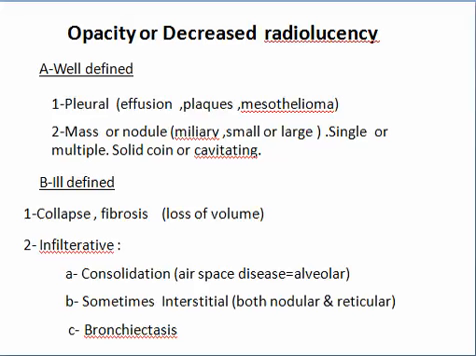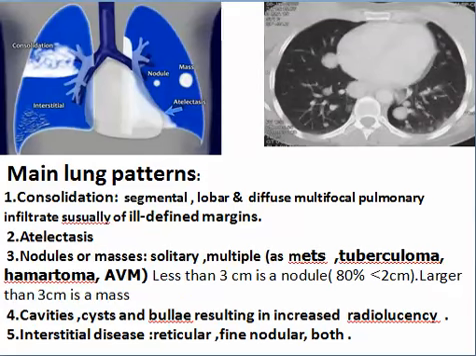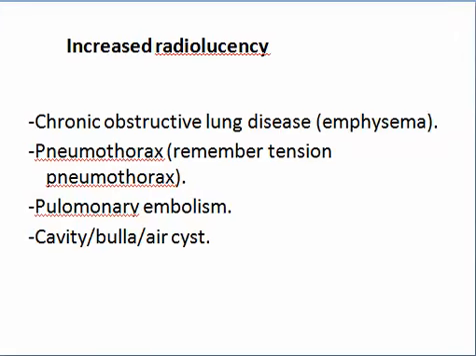So it is either well-defined or ill-defined, and in well-defined we talked about masses and nodules and collections, and in ill-defined we talked about collapse or atelectasis and consolidation, as well as interstitial disease. This is the collection of all. The presence of increased radiolucency is due to either cavity, air cyst with wall, bulla without wall as in emphysema, or pneumothorax or pulmonary embolism due to decreased blood flow.